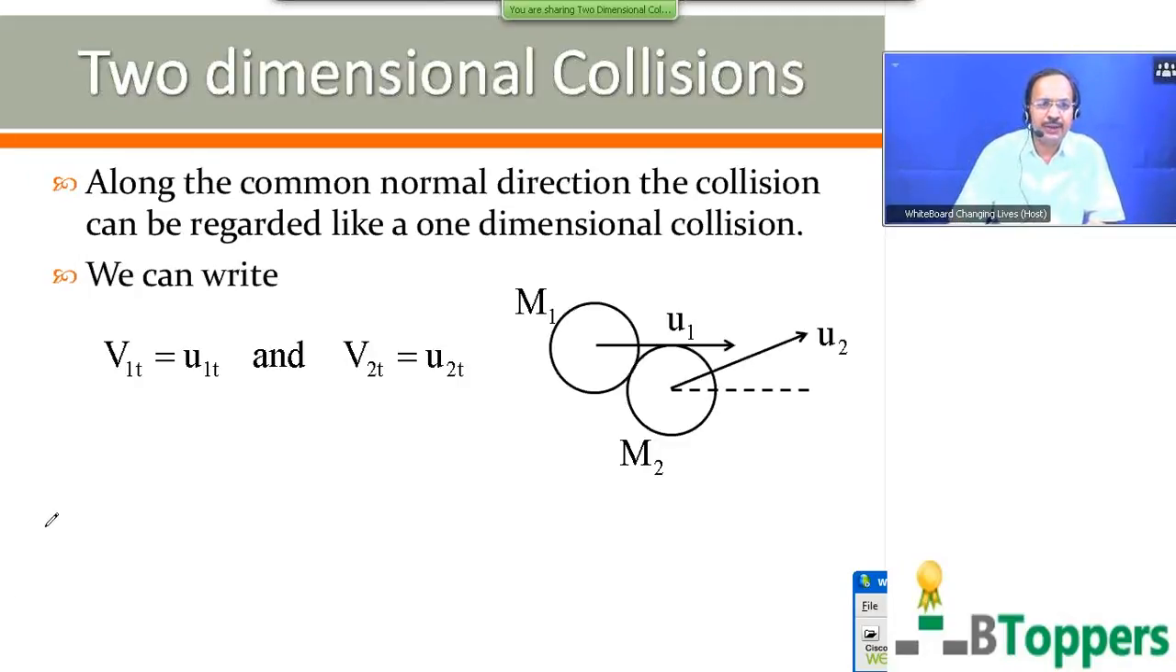So we can write here v1t equal to u1t and v2t equal to u2t in the common tangential direction. Here u1t, as I explained before, is the component of velocity of m1 in the tangential direction just before collision. V1t is the component of velocity of m1 in the tangential direction just after collision. U2t is the component of initial velocity of m2 in the tangential direction just before collision. V2t is the component of velocity of m2 in the tangential direction just after collision.